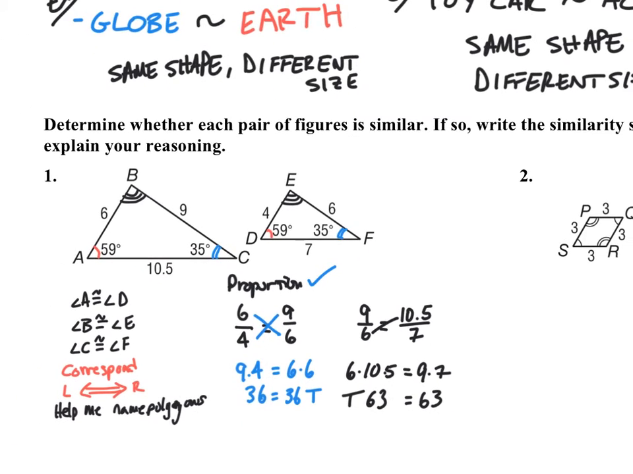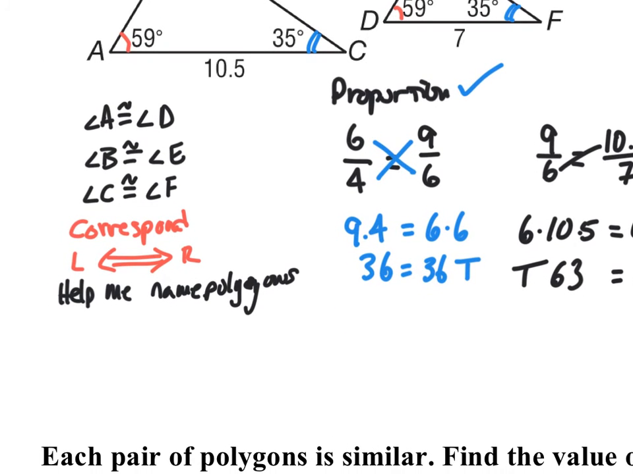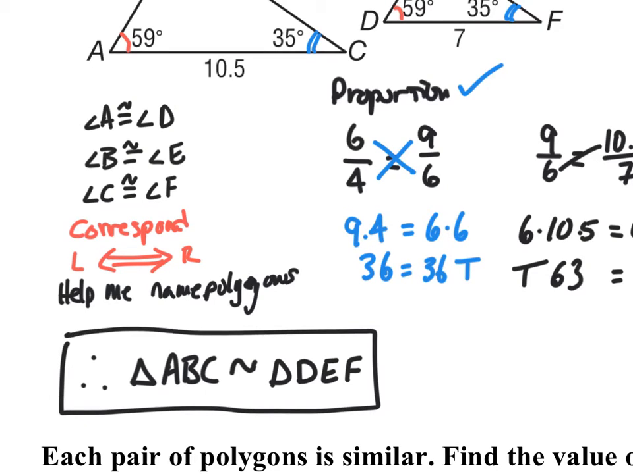So now I need to write, we know that they're similar. I'm going to say that my conclusion is that triangle ABC is similar to triangle DEF. I can make that statement because I showed that all corresponding angles are congruent, I did that here, and then I was able to tell that all three sides were proportional.